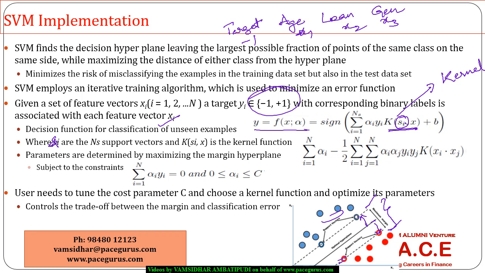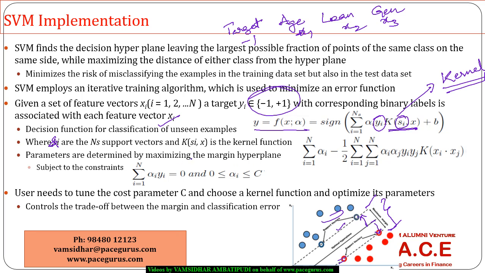So we have a kernel function. If I'm talking about two different groups, we have two different support vectors, the s_i's, one for the blue and one for the red. And we also have a kernel function. We'll talk about the kernel functions very soon. So there is a transformation that is applied based on your y_i values.